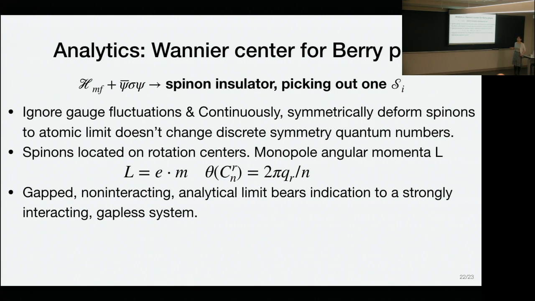So here, when the monopoles are rotated around some spinons located at the rotation centers, it will always pick up an AB phase that's determined by the number of spinons, or the gauge charges, located at the rotation center. The reason that all the spinons are located on rotation centers is because one has to preserve all the rotation symmetries. So all the atomic limits can be continuously deformed to spinons located only on rotation centers.